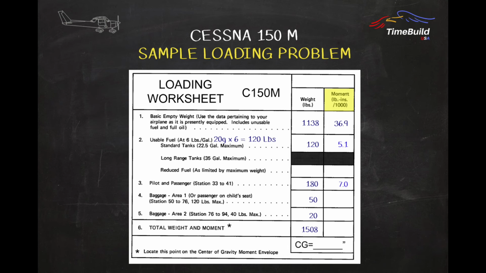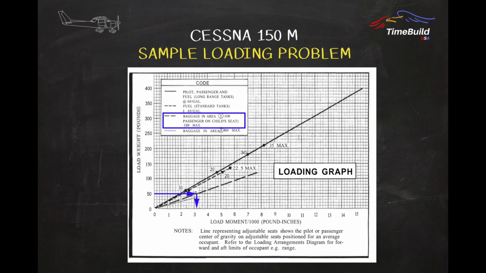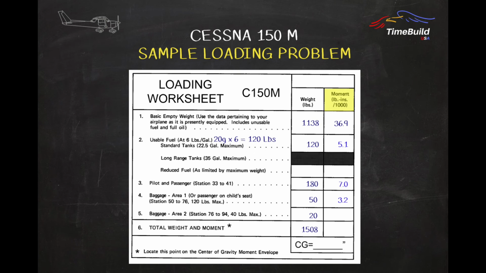Next, return back to the loading graph to obtain the loaded moment for the baggage area 1 that contains 50 pounds. Using 50 pounds and a large dashed line on the loading graph representing the baggage area 1, we get a loaded moment divided by 1,000 of 3.2. Transfer the moment onto the form as we've done before for baggage area 1.